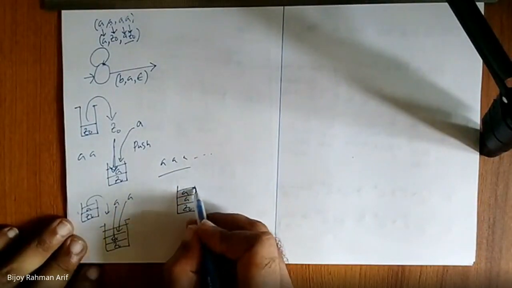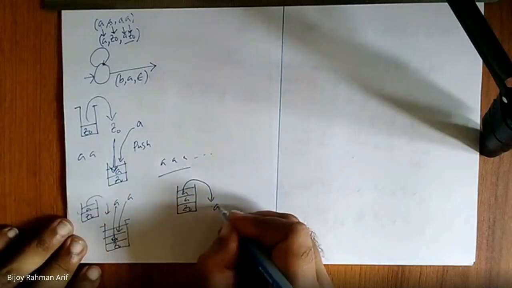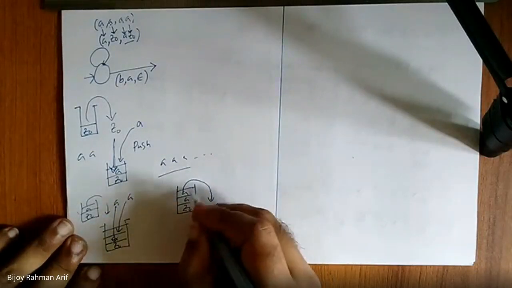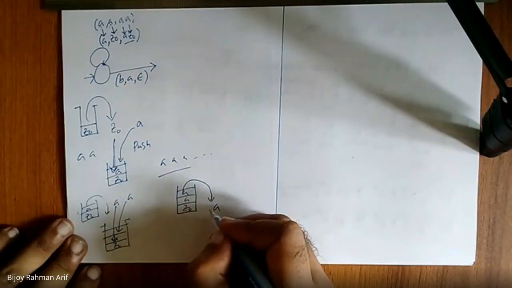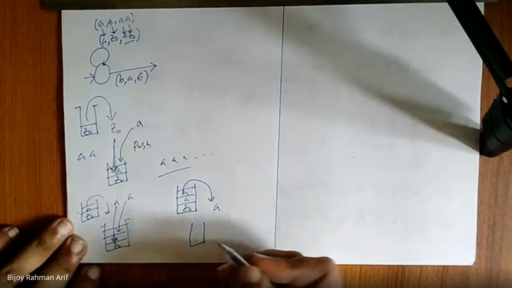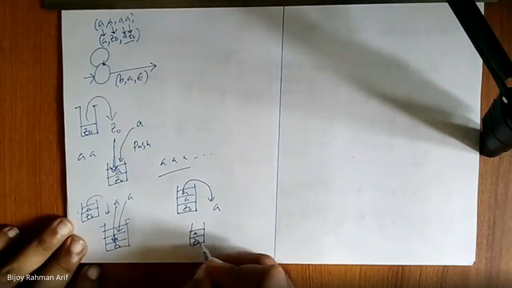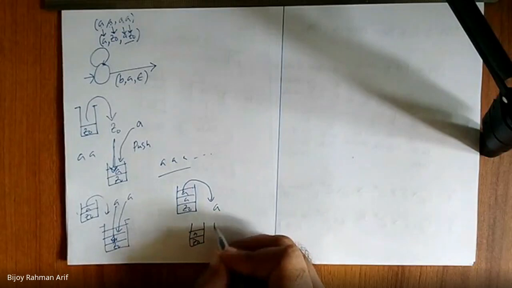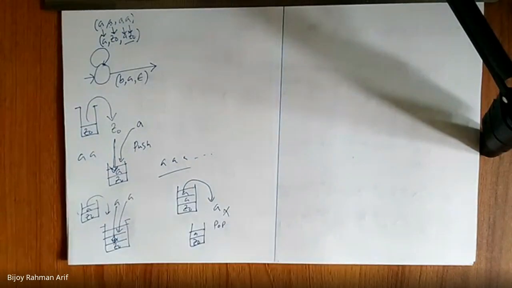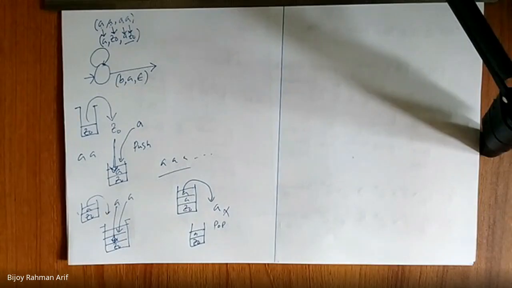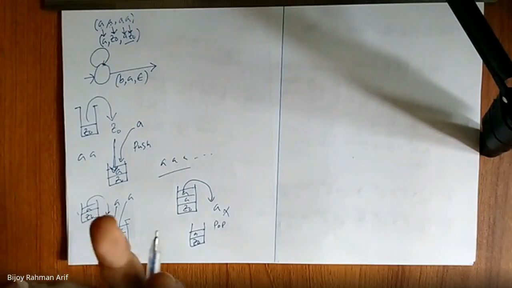Z0, A, then what happened? It is throwing out the top element. Then we are not pushing anything. So what is this? This is actually popping. We don't push it back. Did you get it? We throw out the top, then we don't push anything. That means it is pop.